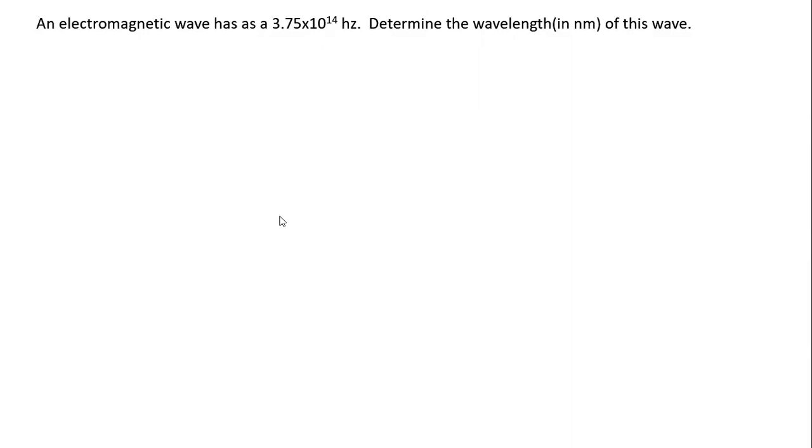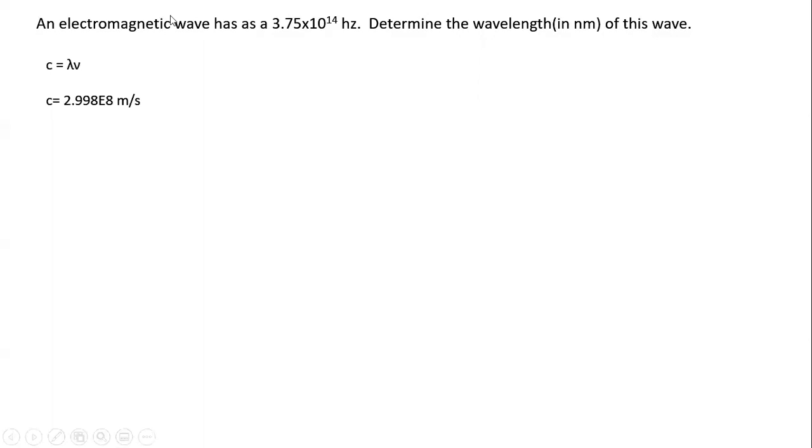So what we have to know is that the speed of a wave is equal to the wavelength, which is lambda, and the frequency, which is nu. And this c for electromagnetic radiation is always going to be 2.998 times 10 to the 8th meters per second. So all electromagnetic radiation travels at the speed of light, which is 2.998 times 10 to the 8th meters per second.